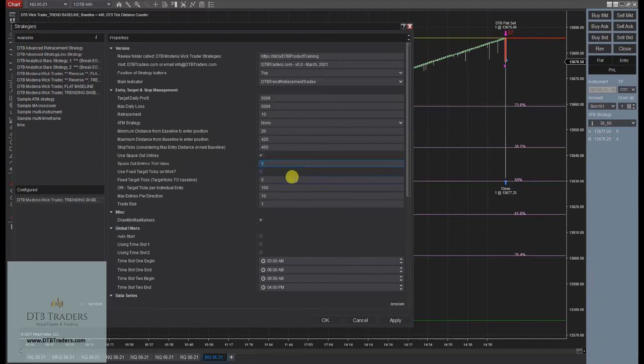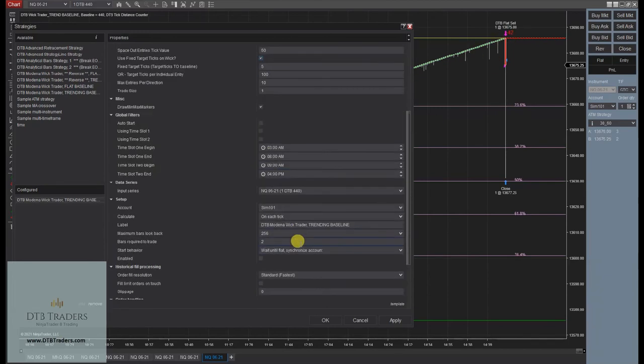You can space out your entries by however many ticks you want to do, and you can have a fixed target of 5 ticks from the baseline.